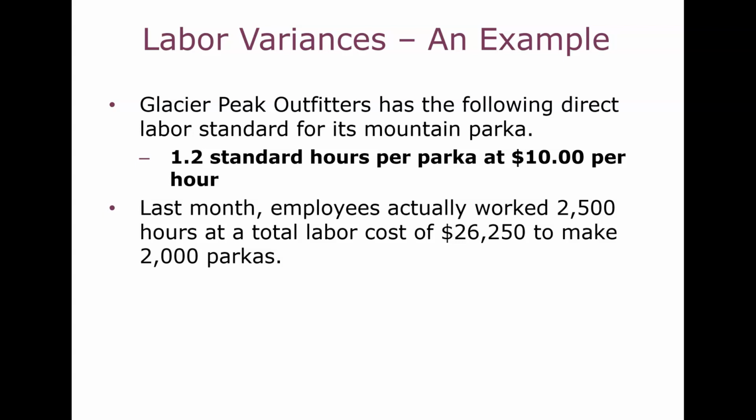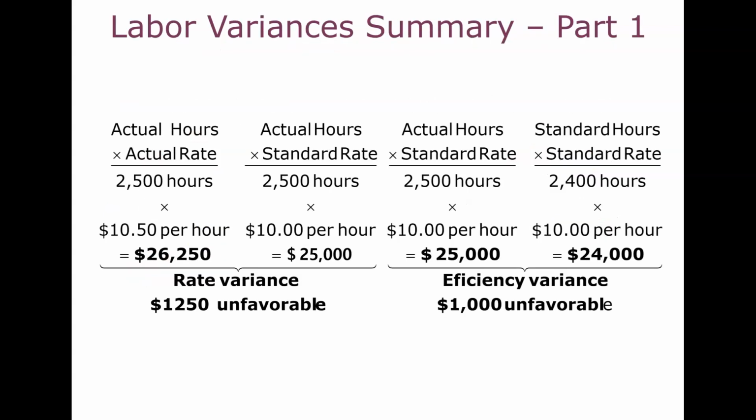Okay, let's go back to the Glacier Peak Outfitters that makes the parka. It takes 1.2 standard hours to make a parka, and the average rate of pay is $10 an hour. The employees worked 2,500 hours, and that cost the company $26,250 to make those 2,000 parkas we talked about earlier.